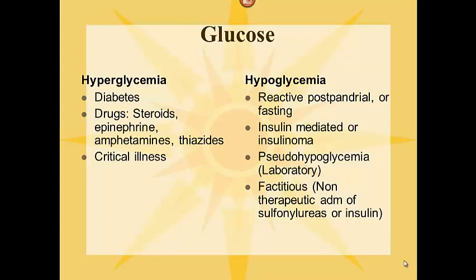Causes of hypoglycemia, on the contrary, could be reactive postprandial. This means that the patient has recently eaten either breakfast, lunch, or dinner, and in less than half an hour, the patient is having hypoglycemia. Or just simply because the patient has had a long fasting day. Patients that administer insulin could have hypoglycemia as a consequence. Patients with a tumor, such as insulinoma.